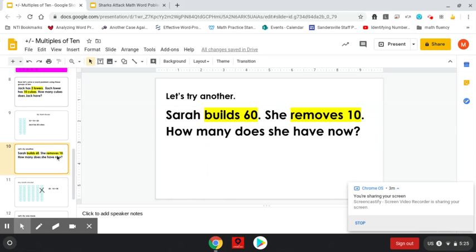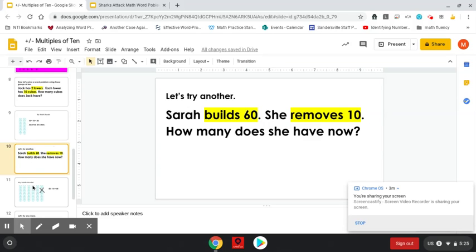All right, let's try another. Sarah builds 60. She removes 10. How many does she have now? I can visualize Sarah building 60, and that's going to look like 6 towers to me. If she's removing 10, I know that's a takeaway problem. Remove means to take away. So I'm going to build 60 and then take 10 of those away.